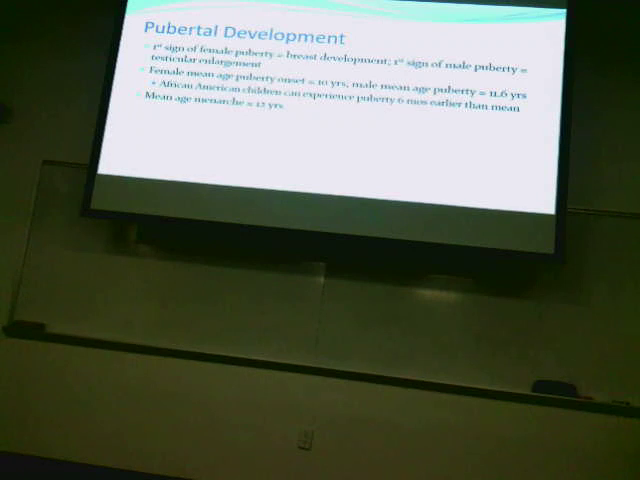So adolescent, normal pubertal development. Remember, our first sign of female puberty is going to be breast development, or thelarche. Our first sign of male puberty is going to be testicular enlargement. The female mean age of puberty is going to be at 10 years of age, and males are a little late, a little delayed. They're going to have their puberty starting usually around 11.6 years. Keep in mind that there's a range of puberty. African Americans can experience puberty about 6 months earlier than their counterparts. And the mean age of menarche in girls is going to be 12 years.